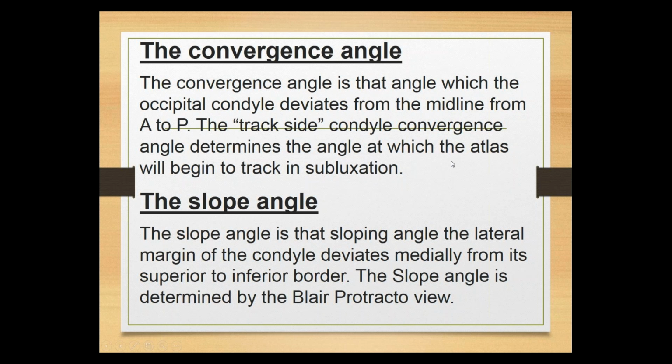The same thing is going to be true with convergence. Now we usually can see this from the base posterior view, and when you see a higher convergence angle, we know there's going to be more rotation. The thing that we do need to remember is that if that vertebrae slides to the right, this is an ASR, no matter what, because of how the tracking side is, it's going to have to go in a clockwise fashion.